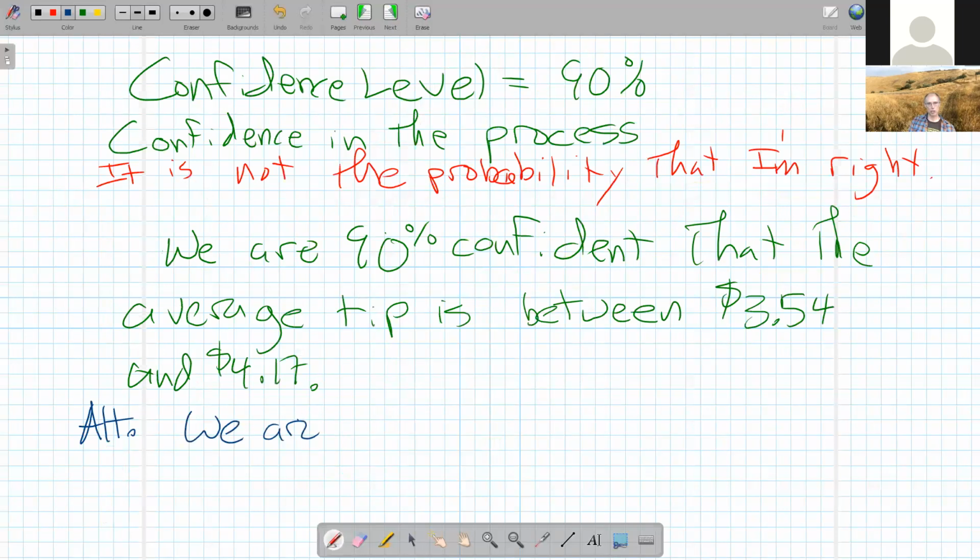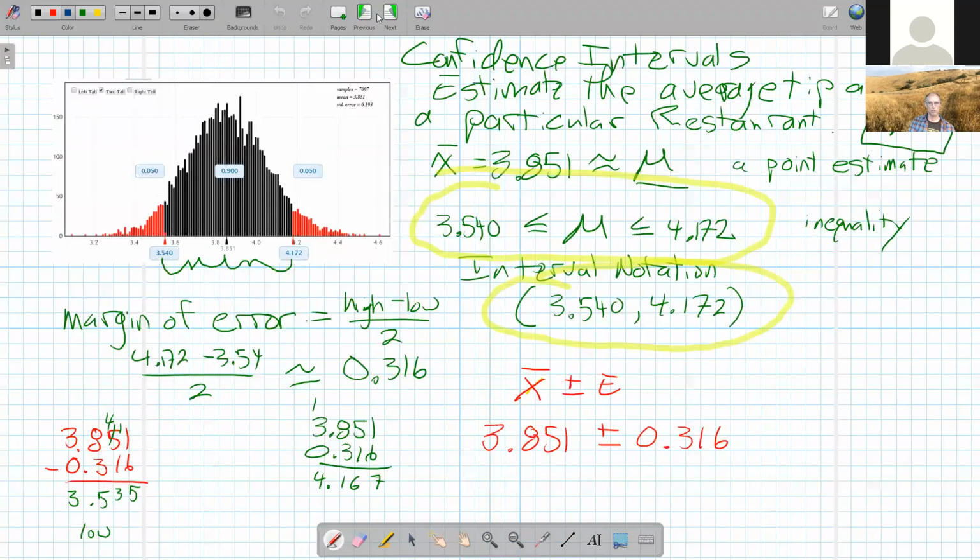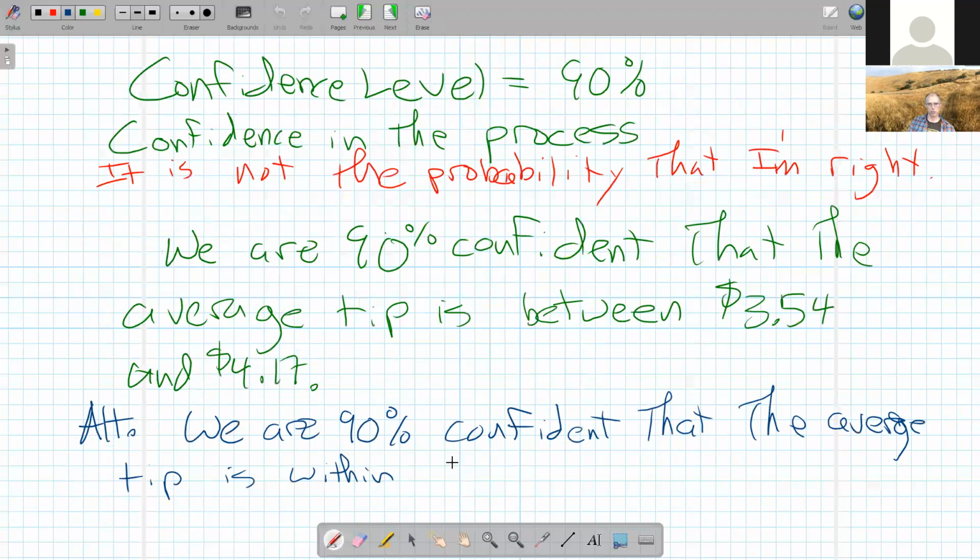Alternatively, we could say we are 90% confident that the average tip is within, let's see, what was my spread there? About 32 cents of 3.85.